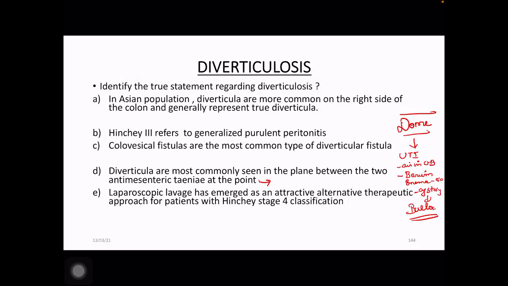Somebody has to mute the mic. Dr. Piyush has to mute the mic.